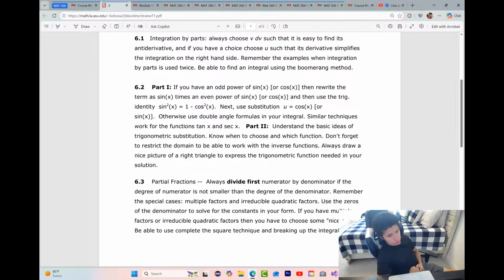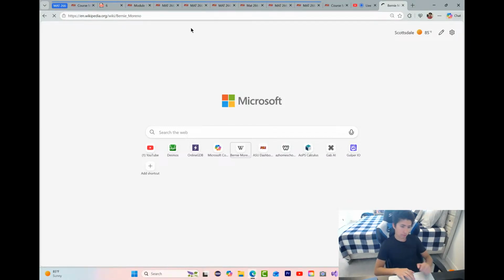Remember the examples when integration by parts is used twice. Be able to find an integral using the boomerang method. I don't think I've heard of that. What is the boomerang method?